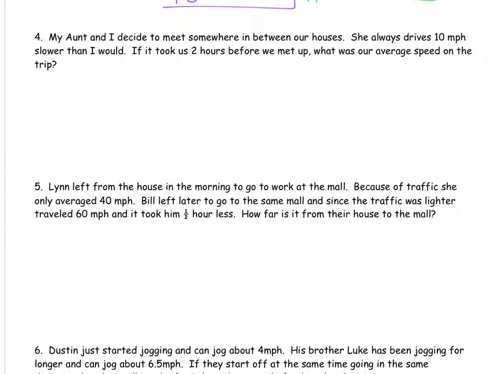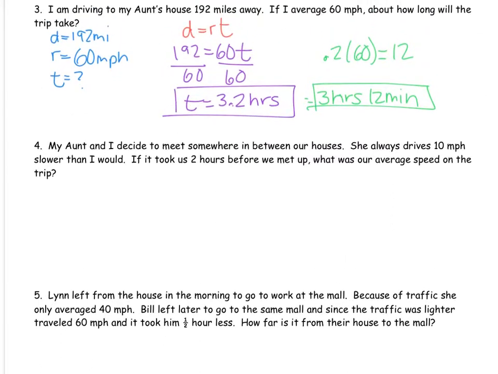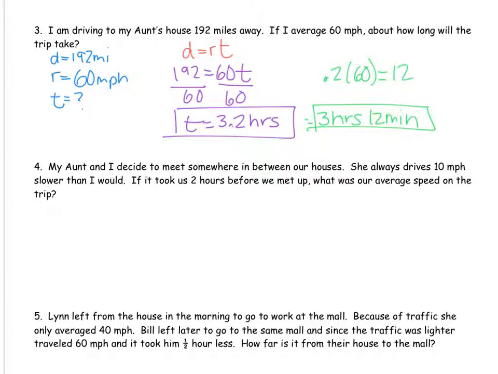Alright, question 2 says, my aunt and I decide to meet somewhere in between our houses. She always drives 10 miles per hour slower than I would. If it took us 2 hours before we met up, what was our average speed on the trip? Now, we do need to borrow some information from the previous problem. This is still a problem about you and your aunt.